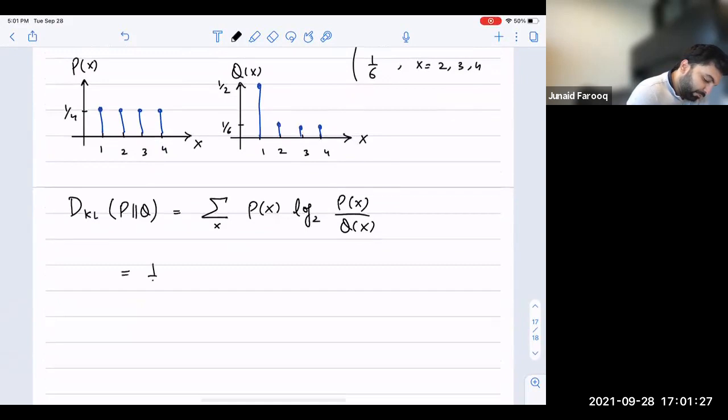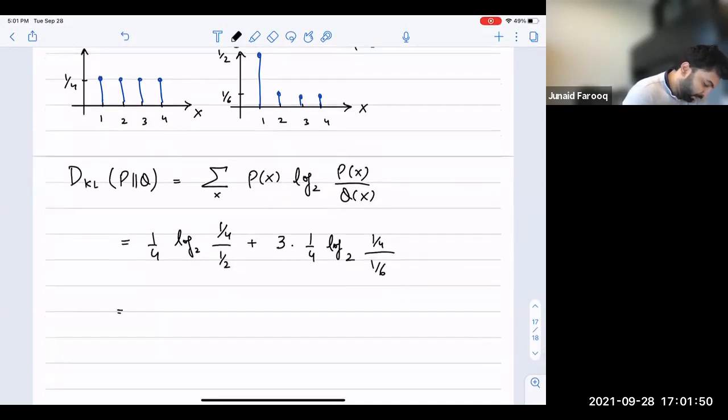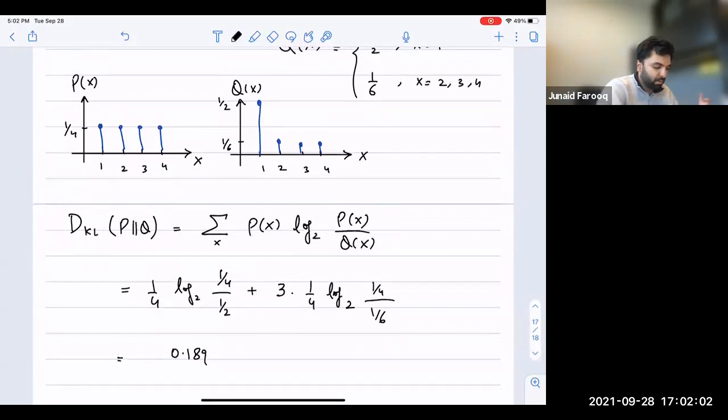So it's going to be 1/4 log 2 of 1/4 divided by 1/2, plus the other 3 are the same, so we'll have 3 times 1/4 log 2 of 1/4 divided by 1/6. So it's going to be 0.189. Okay, so these two distributions are different from each other by some positive number, which is 0.189.